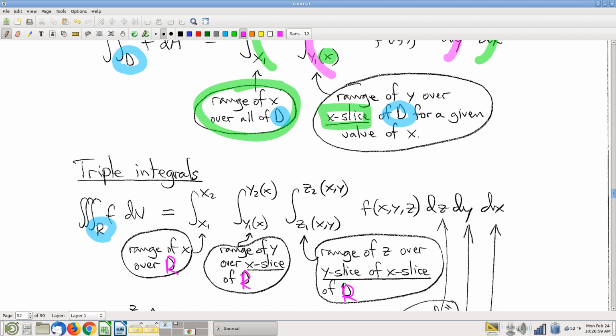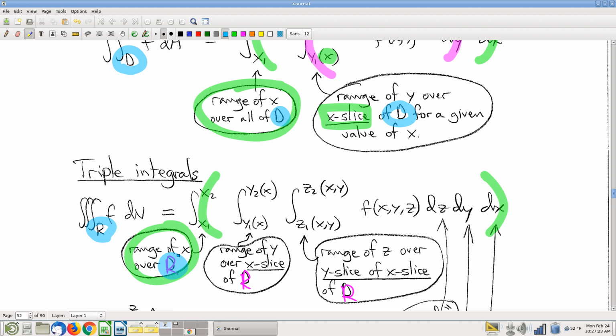So we have some domain called R, and we're going to have an x integral. Let's say on the outside, there are x bounds that are going to be the range of values of x over that domain R. Okay.